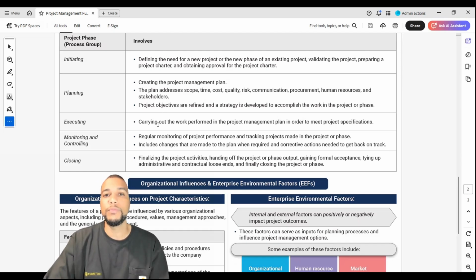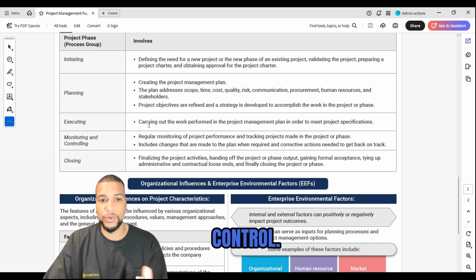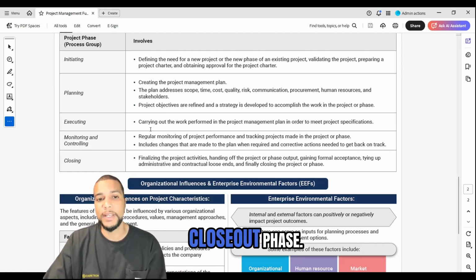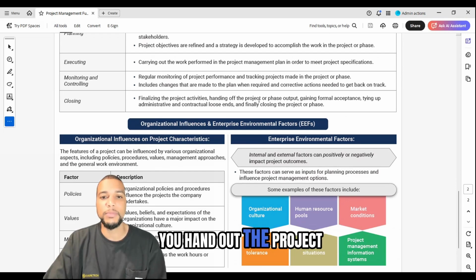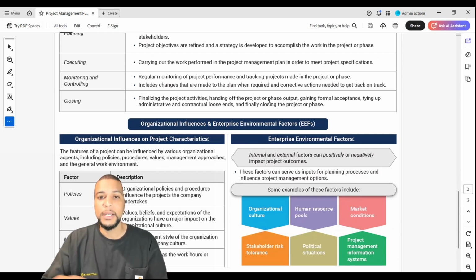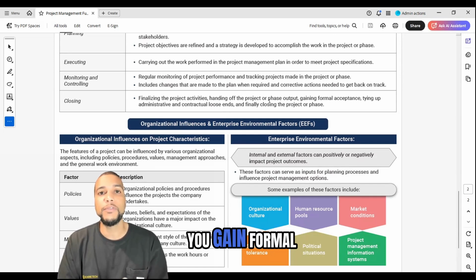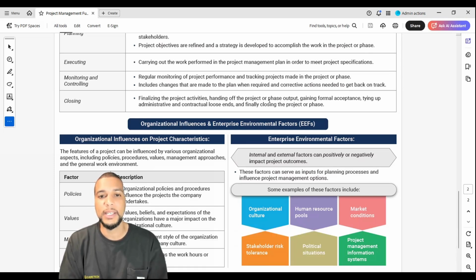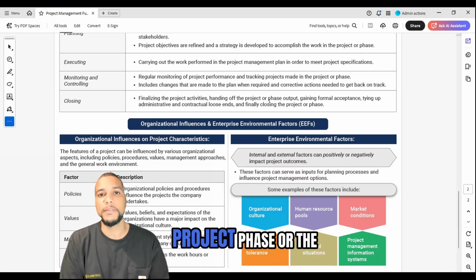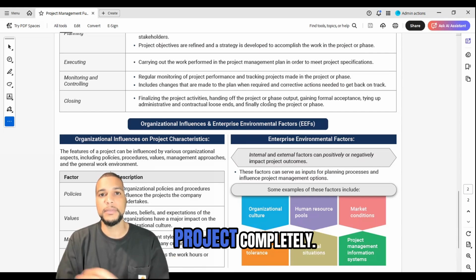Once you've completed that monitor and control, the final phase is the closeout phase. That's when you finalize the project activities, you hand over the project to the end customer, you gain formal acceptance, you tie up administrative and contractual loose ends, and you close the project phase or the project completely.